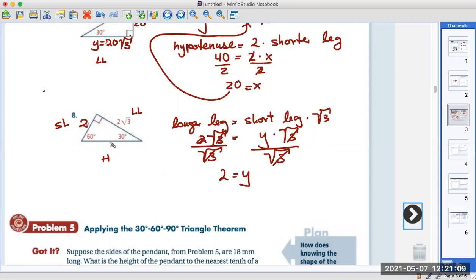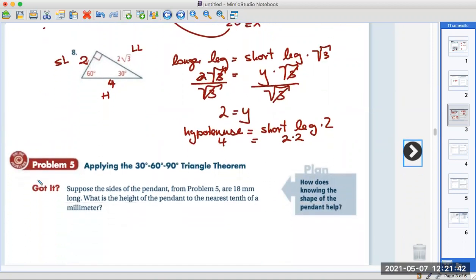Now I have to look for this, but I know that's twice this one. It's short leg times 2. So the short leg is 2 times 2 equals 4. And there you are.